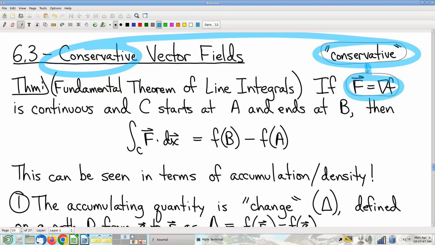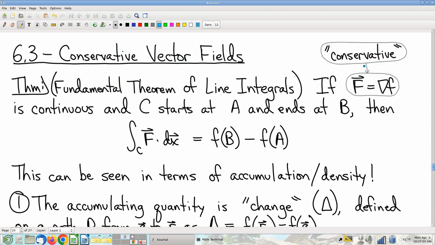I've always thought that was weird. But anyway, FYI, if you see the word conservative, all they mean is it's a gradient. And so that's it. Okay, so it turns out there are really special properties of gradient vector fields, aka conservative.